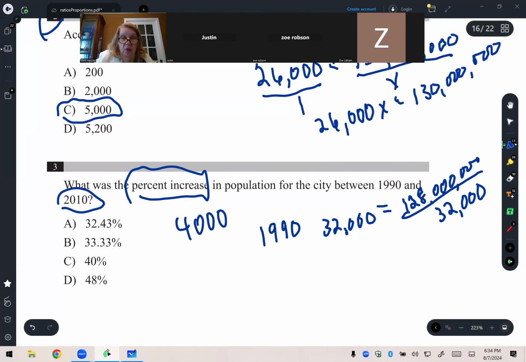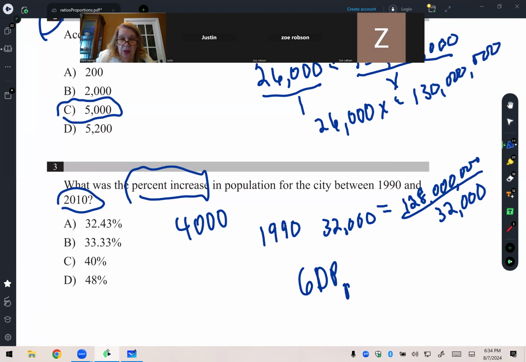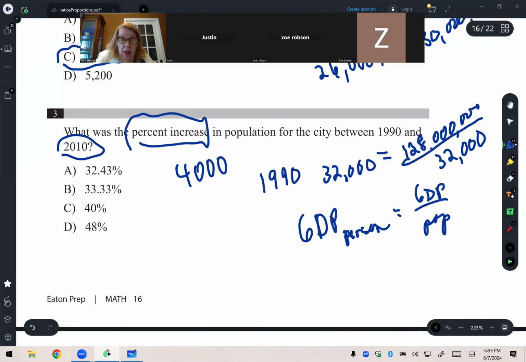Okay, so we're going to use the same formula. The GDP per capita, per person, that's the denominator. GDP is the numerator. But this is per capita, so that's going to be the whole GDP over the population. So that's going to be 148 million over 25,000 actually.